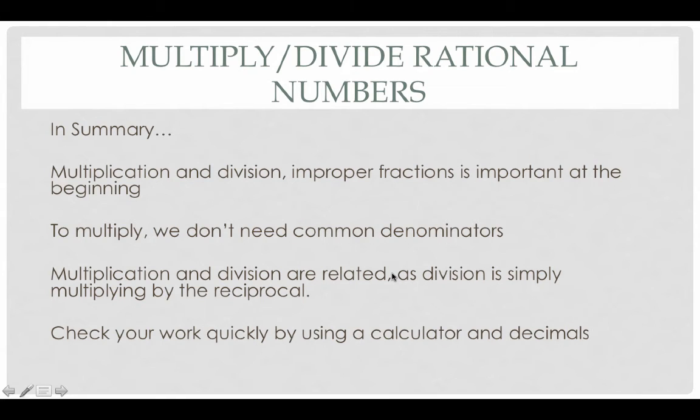So in summary, when we multiply and divide fractions, you want to have improper fractions again at the beginning. When we multiply, we don't need common denominators. We just multiply the numerators and denominators. If it's a division problem, we turn it into a multiplication because they're related. Dividing by a fraction is the same as multiplying by the reciprocal of the fraction. And again, you can check your work by using a calculator or by approximating, to make sure your answer makes sense in the context of the problem.